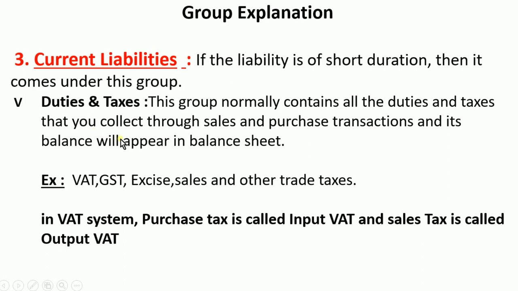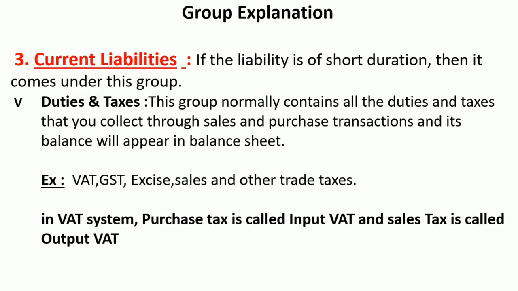Maybe for example, while selling items, you will take sales tax, and sales tax is related to government. Whatever sales tax you are collecting, that you have to pay to the government. So we will say duties and taxes is one government related ledger or group. Maybe VAT, GST, excise, sales and other trade taxes we will take under duties and tax.